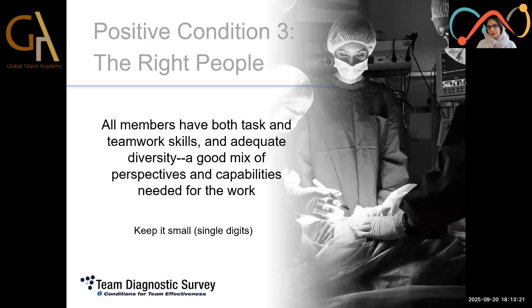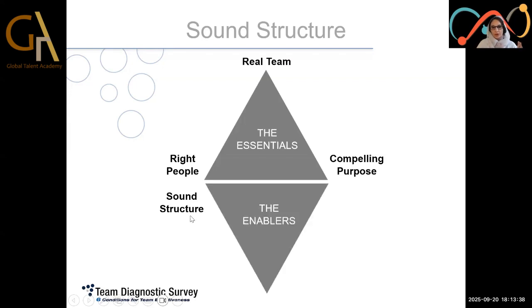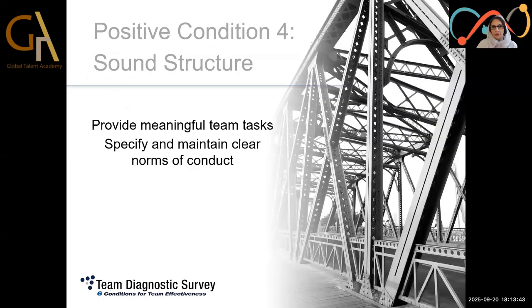But if you inherit a team that is already in place and you cannot change the members, then you have to work on something else, which we will talk about in the enabling conditions. So real team, compelling purpose, right people. Sound structure is the fourth condition, which is the enabler.